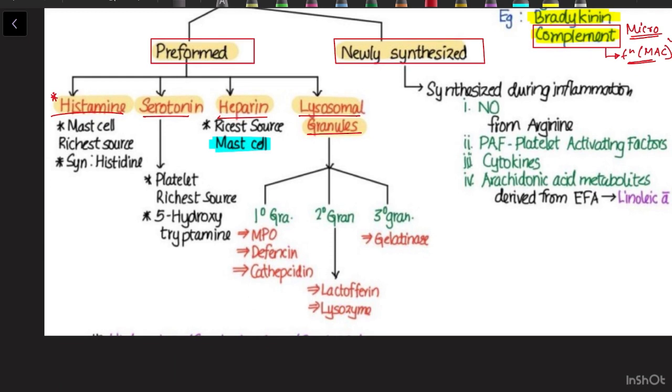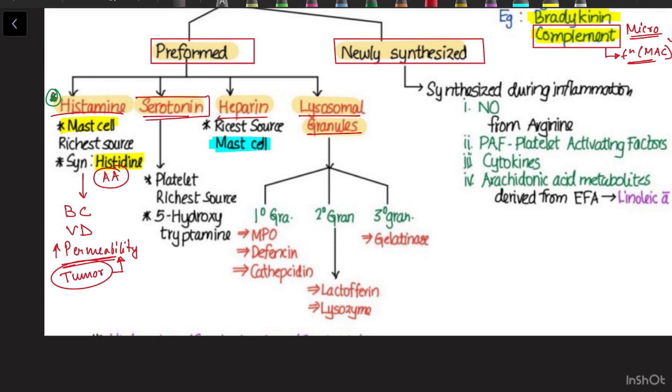Now, small details about every one of them I'm going to mention. Histamine, the richest source is the mast cell, and it is synthesized from histidine, an amino acid. Also, what are its functions? Histamine is a very potent bronchoconstrictor. It is a very potent vasodilator, and it also increases the permeability of blood vessels. If you correlate a little bit, I've already said that in acute inflammation we see something known as tumor, that happens due to this increased permeability, and the fluid leaks from the vascular compartment to the tissue compartment.